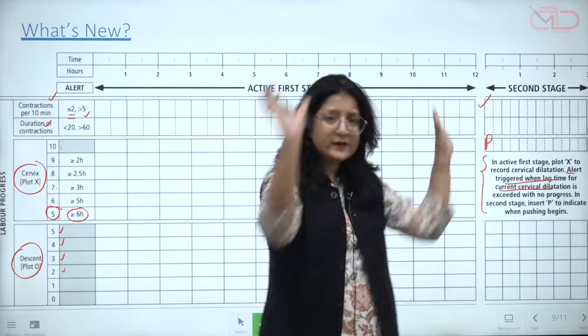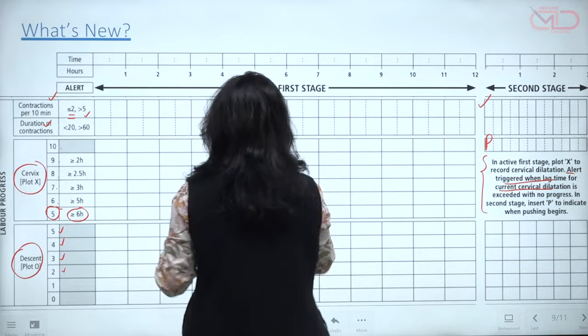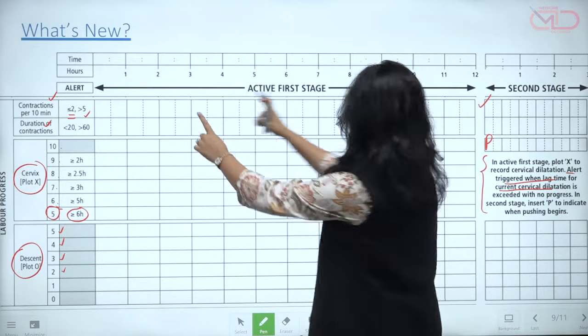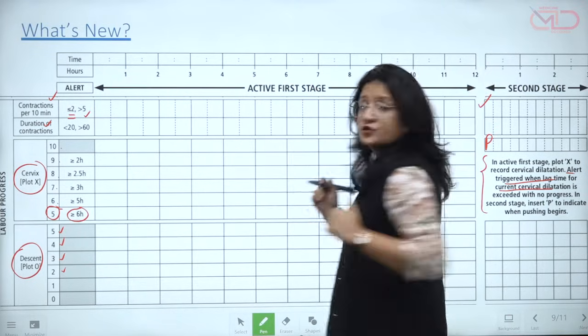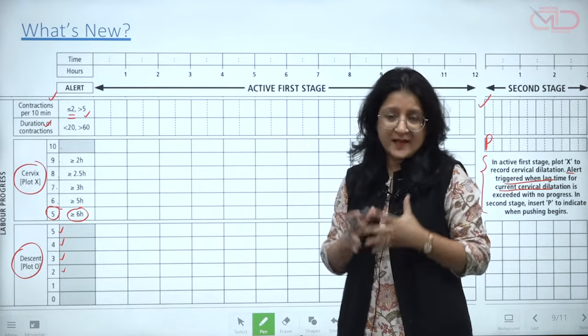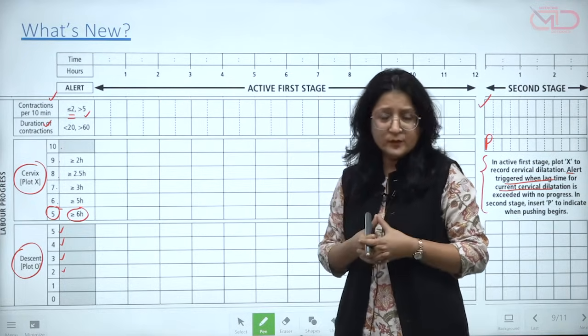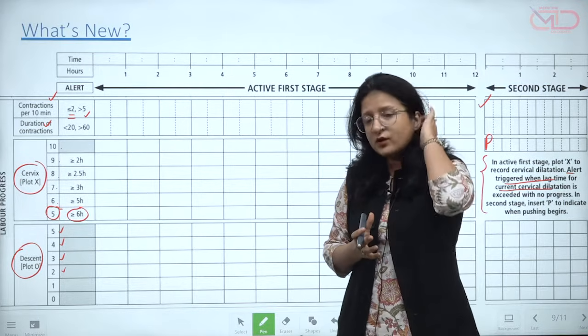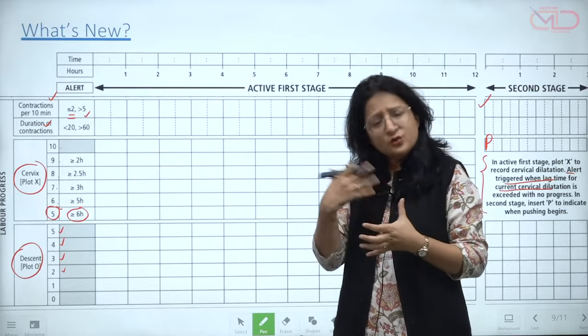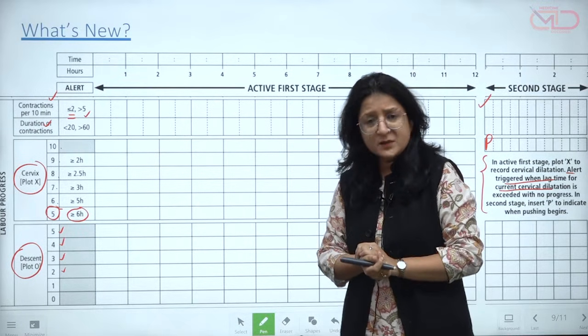And overall, if you see in the bird's eye view, you'll realize that the duration of the active first stage of labor here is a time span of 12 hours, right? So usually, for first time births, that is for a nulliparous primigravida woman, the active first stage of labor is usually not more than 12 hours, and not more than 10 hours in subsequent births.